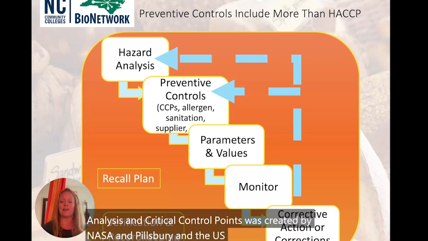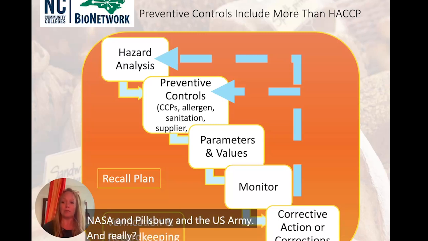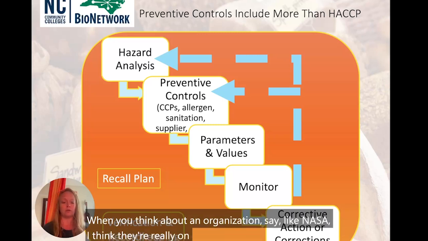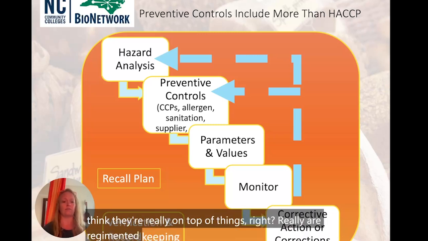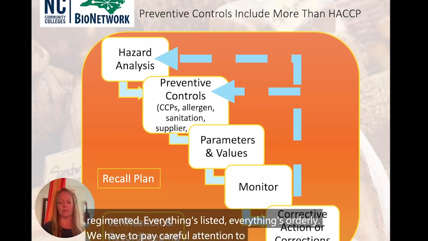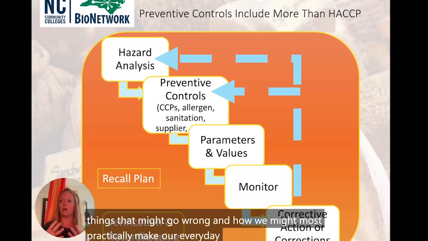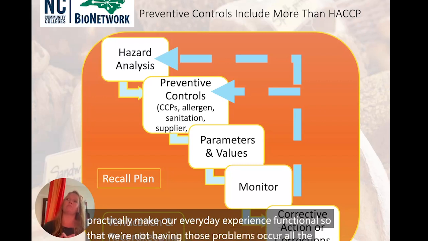And really, when you think about an organization, say like NASA, I think they're really on top of things, right? Really are regimented. Everything's listed. Everything's orderly. We have to pay careful attention to potential risks and things that might go wrong and how we might most practically make our everyday experience functional so that we're not having those problems occur all the time.